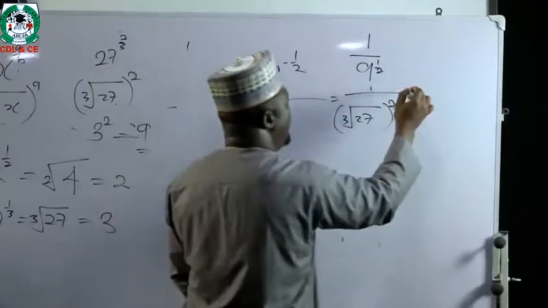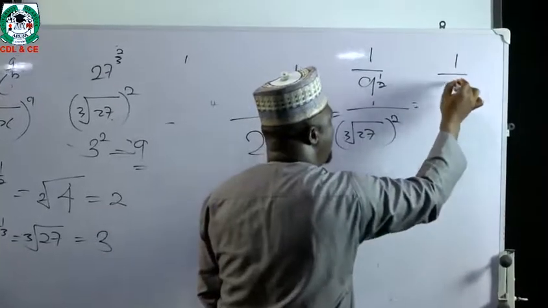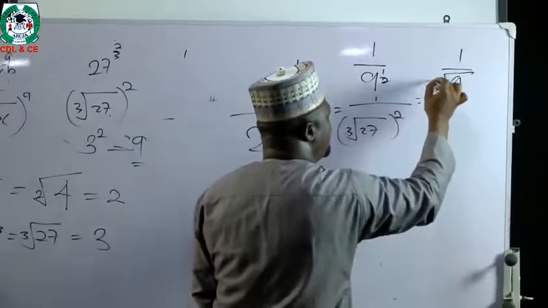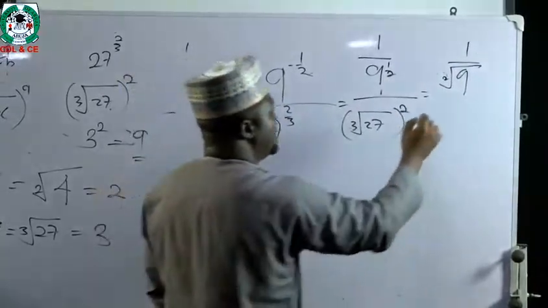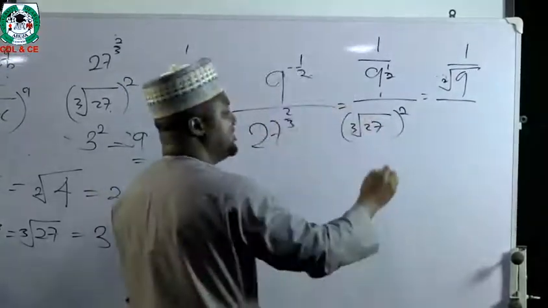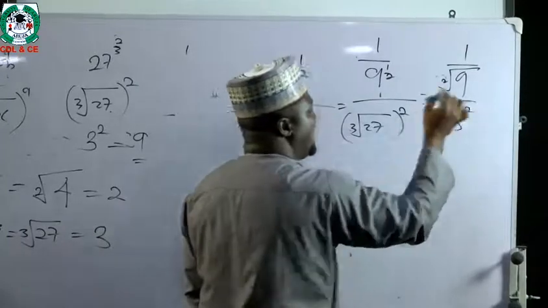Then here we have 1 all over 9. This becomes the square root of 9. If you like, you put the 2; if you like, you don't put the 2. All over. The third root of 27 is what? 3 raised to power 2.